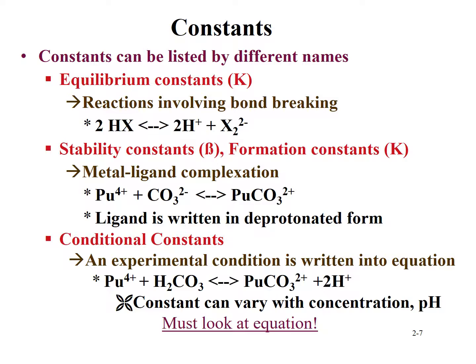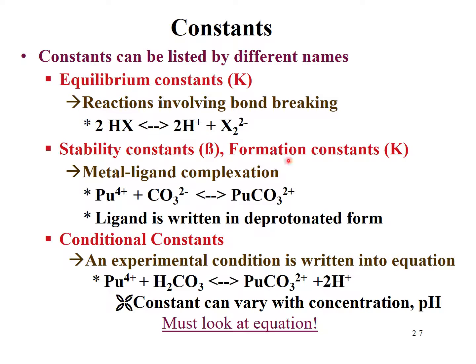Okay, there's a number of ways that constants can be presented. A very simple one is an equilibrium constant where you get some bond breaking and bond making. So imagine I've got just some acid of some sort where you get 2 protons formed and some sort of polymerization occurring. I can have a very simple reaction that describes this.